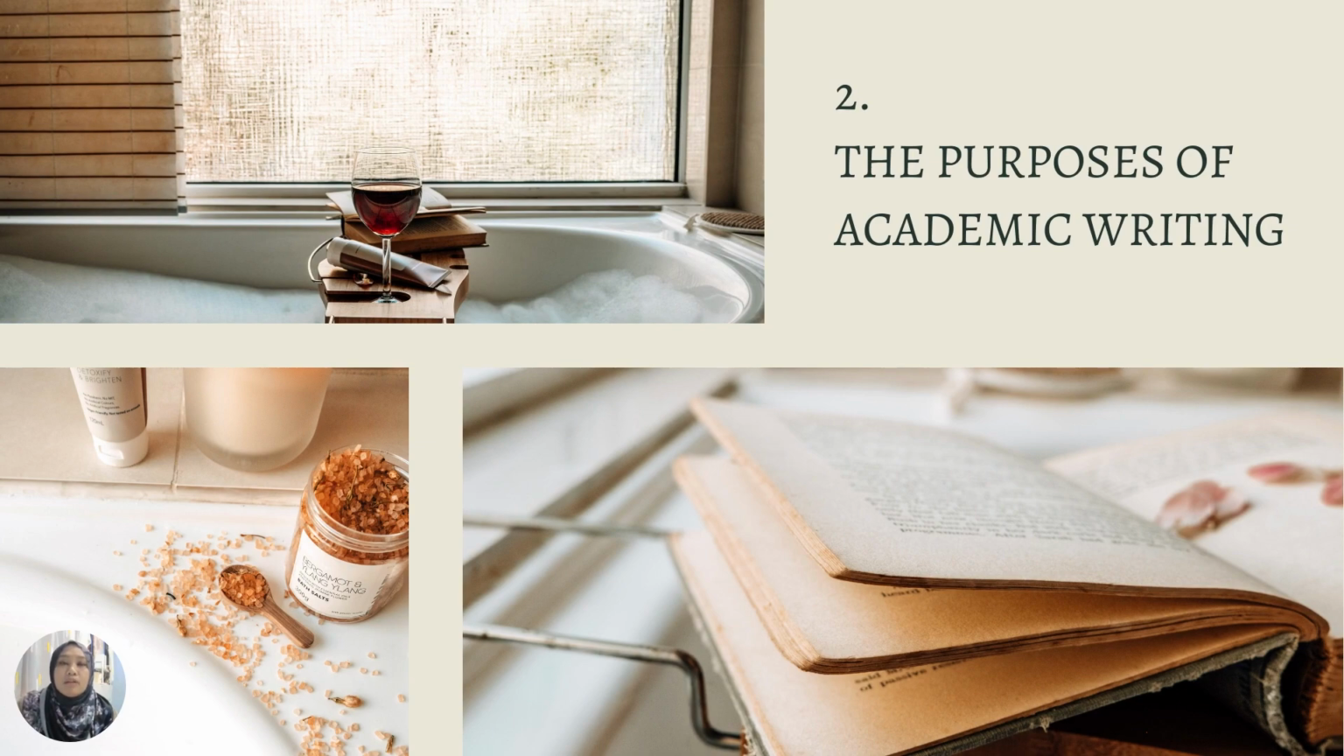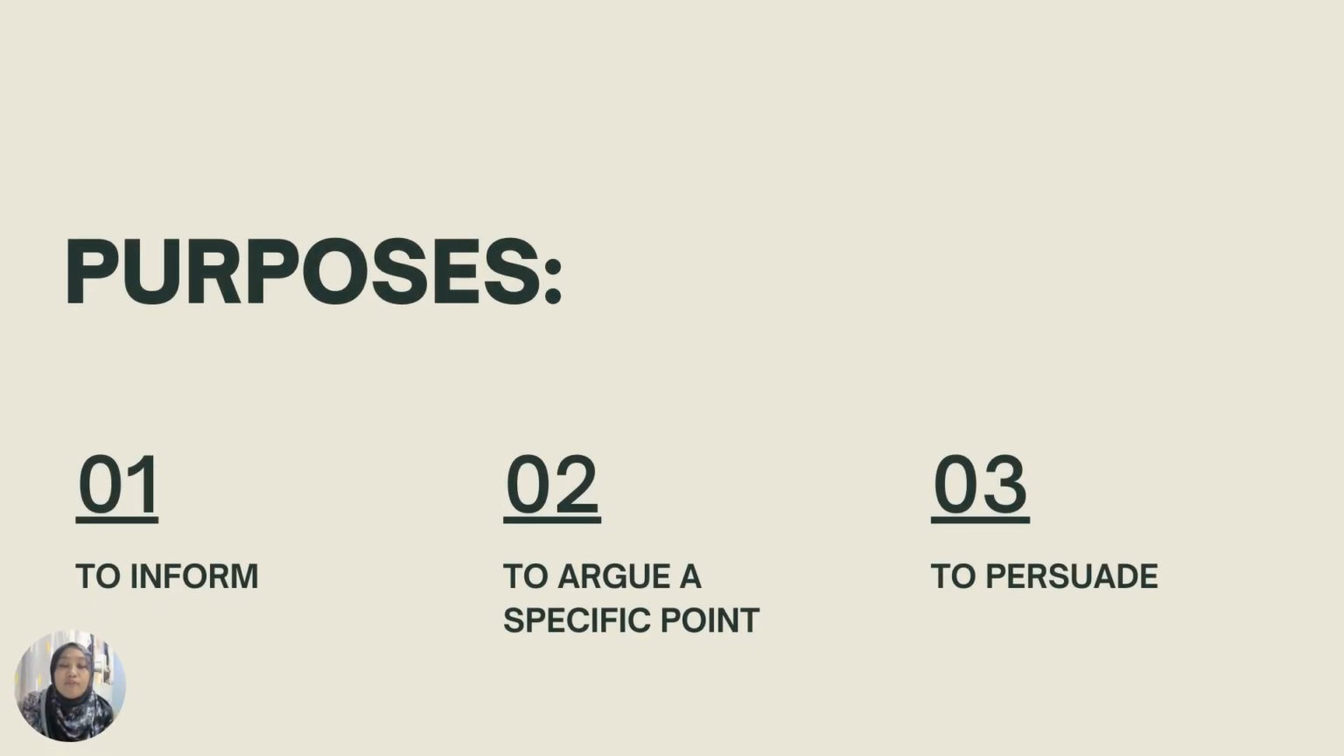Next one, we are going to talk about the purposes of academic writing. First is to inform. You write academic writing to inform people about certain things, and even if you want to argue a specific point, you write, for example, argumentative writing. And also the third purpose is to persuade people in order to accept your point. So you are going to have persuasive writing.